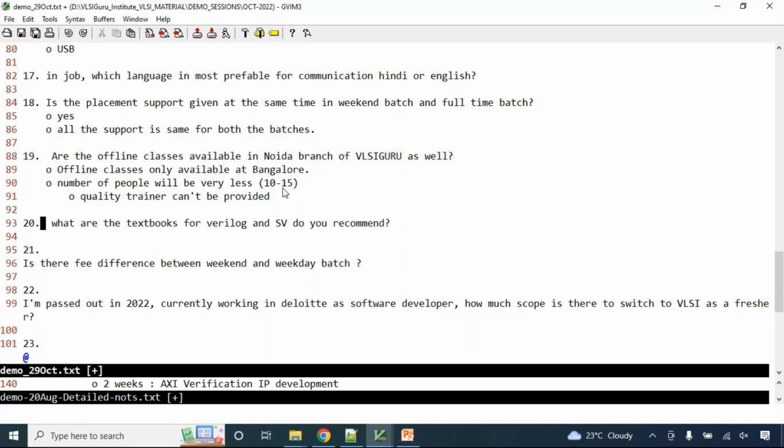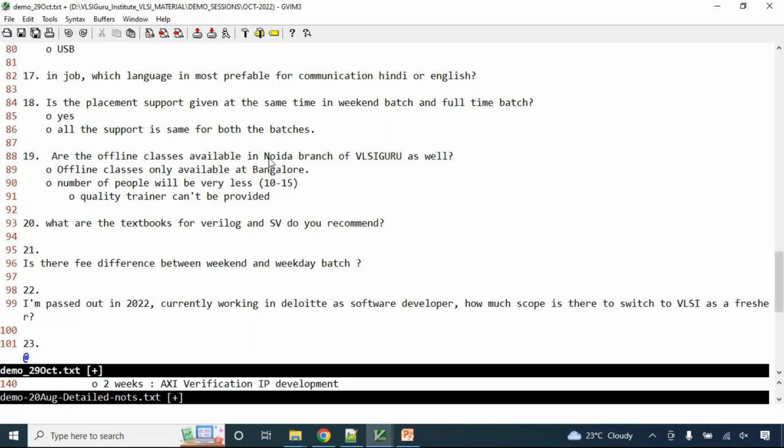Now what happens in Bangalore? Then you may say, why discrimination against Noida? Why is Bangalore good? Bangalore is a place where a lot of companies are there. 80% of the VLSI is in Bangalore only. When so many companies are there, a lot of people come to Bangalore for training.